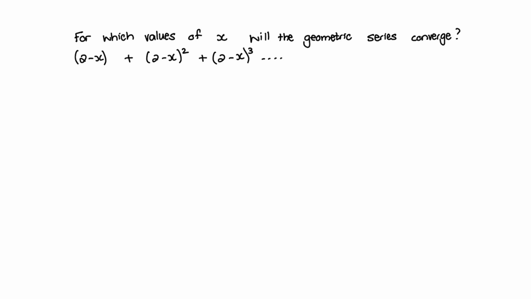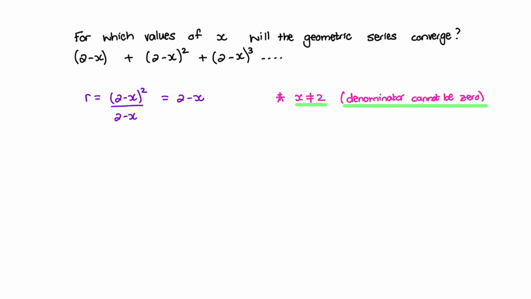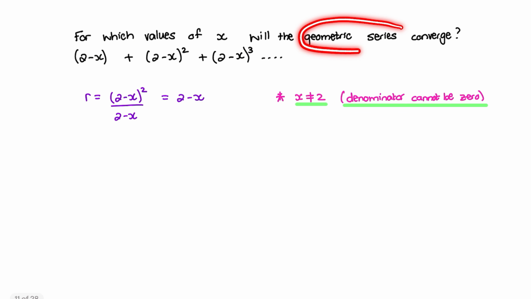In this video, we'll discuss the following question. For which values of x will the geometric series converge? And we are given a pattern of 2 minus x plus (2 minus x) squared plus (2 minus x) cubed, and that pattern continues. So firstly, when you see the word geometric series, you think of a constant ratio between terms. So let us find the constant ratio in terms of x.